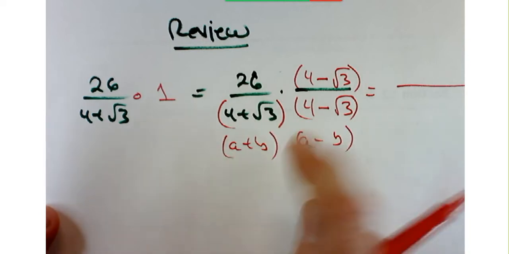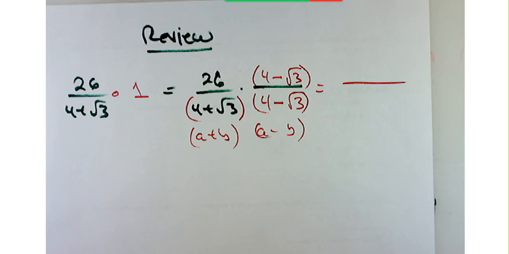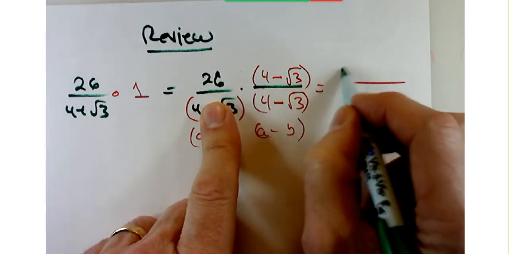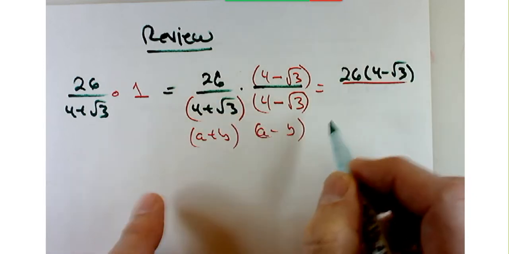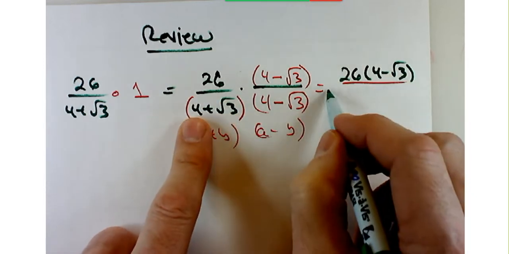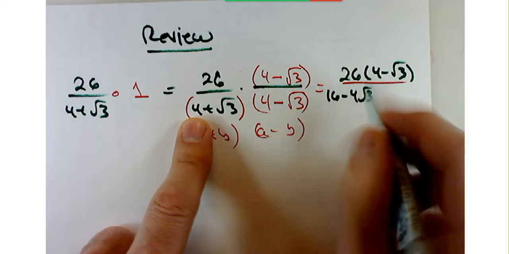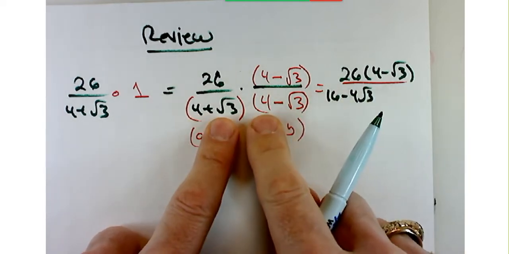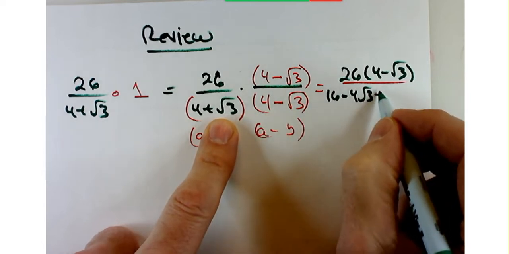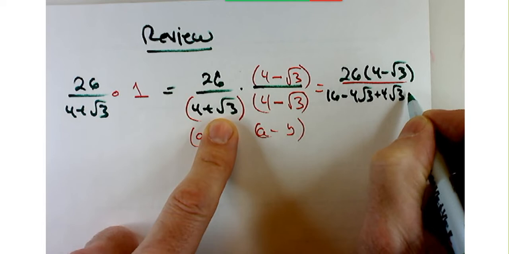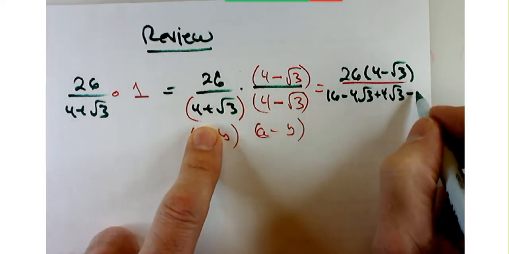And when you multiply those out, some nice stuff happens. So I'm going to keep this together in the numerator, 26 times 4 minus the square root of 3. And let's see what happens in the denominator. I'm going to get 16 minus 4 square roots of 3, right, because of the outside terms. How about the inside terms? What's that going to give me? 4 times square root of 3. Plus 4 square roots of 3. And then square root of 3 times negative square root of 3 is going to be negative square root of 9.